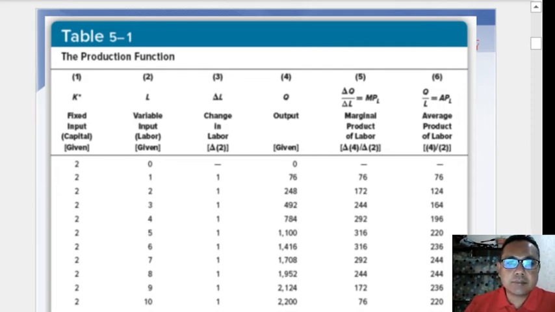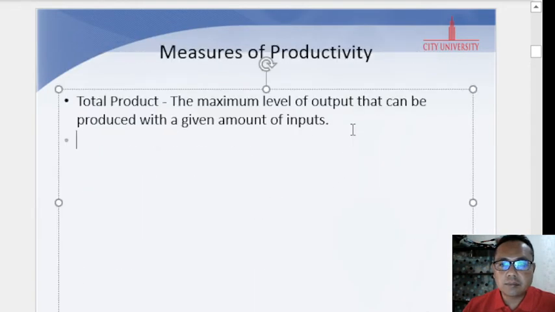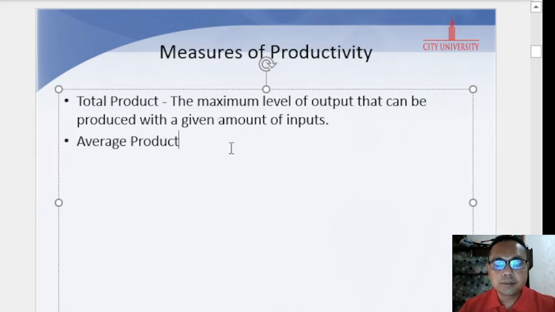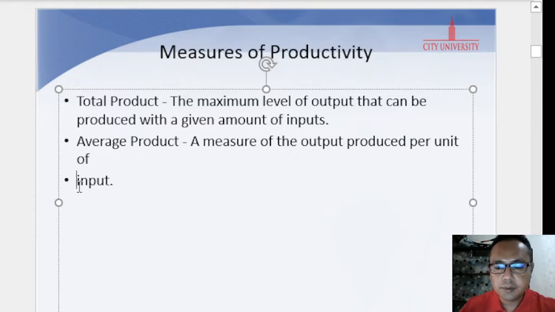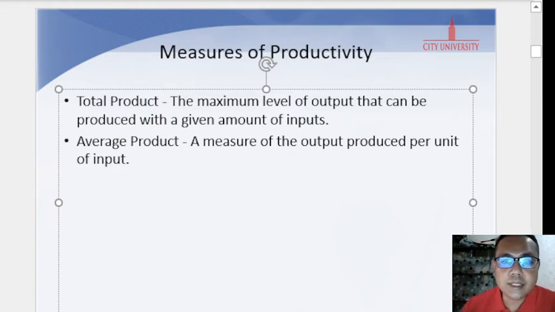And then the second point in measures of productivity is average product. Average product is a measure of output produced per unit of input. So in many instances, managerial decision makers are interested in the average productivity of an input. For example, a manager may wish to know on average how much each worker contributes to the total output of the firm. So this information is summarized in the economic concept of average product.